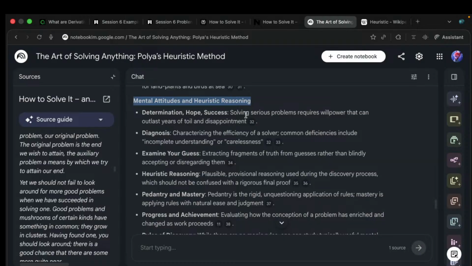What is this? Pedantry is rigid, unquestioning application of rules. Mastery is applying rules with natural ease and judgment. Progress and achievement, evaluating. So yeah, we can evaluate things from this. Okay, so what are the new things? What can we apply, what are the things that we apply?